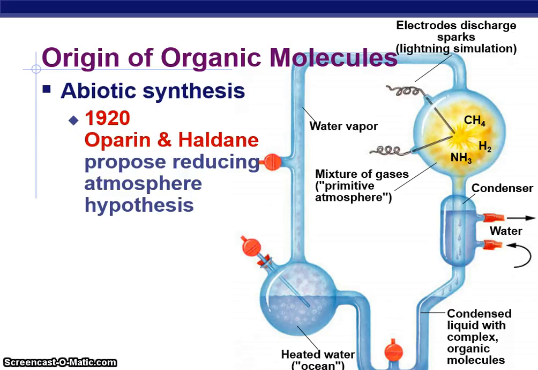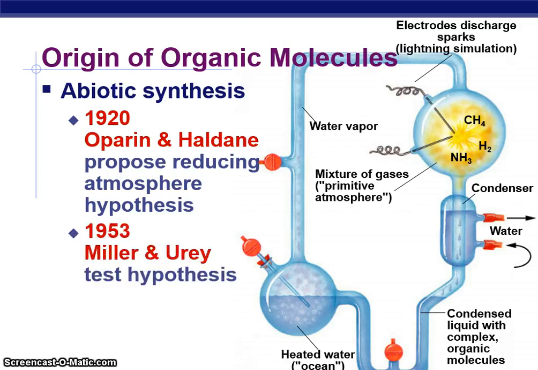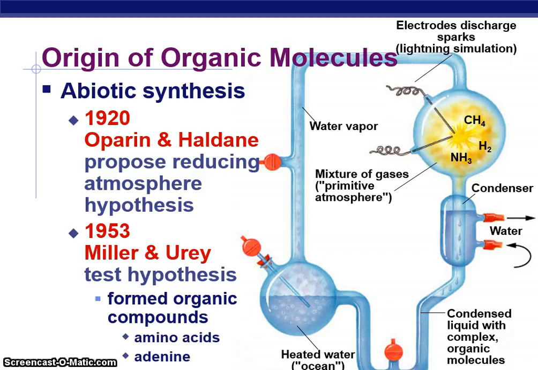Now, in 1920, there was this reducing atmosphere hypothesis, the idea of the atmospheric conditions and whether or not life, or at least organic molecules, could arise under these conditions. In 1953, Miller and Urey decided to test this hypothesis. So they set up this closed system and tried to reproduce conditions of early Earth. And when they tested the water in their system, they were actually able to form organic compounds.